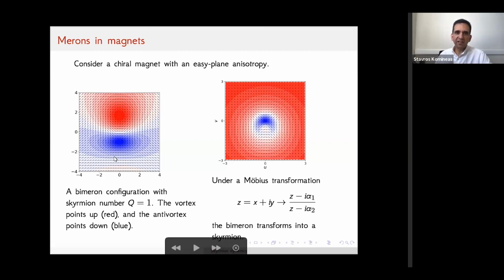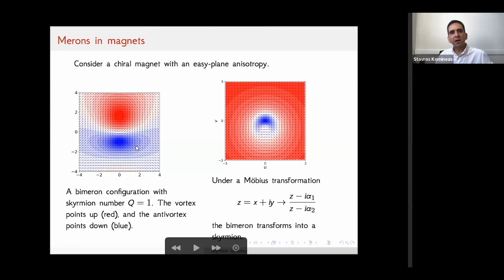And such structures were introduced about 50 years ago in the context of high energy physics in order to explain the quark confinement in nuclei and in elementary particles, and they were called merons, from the Greek word meros, which means a part. And this is supposed to be a part of a skyrmion. It is another part of the skyrmion.